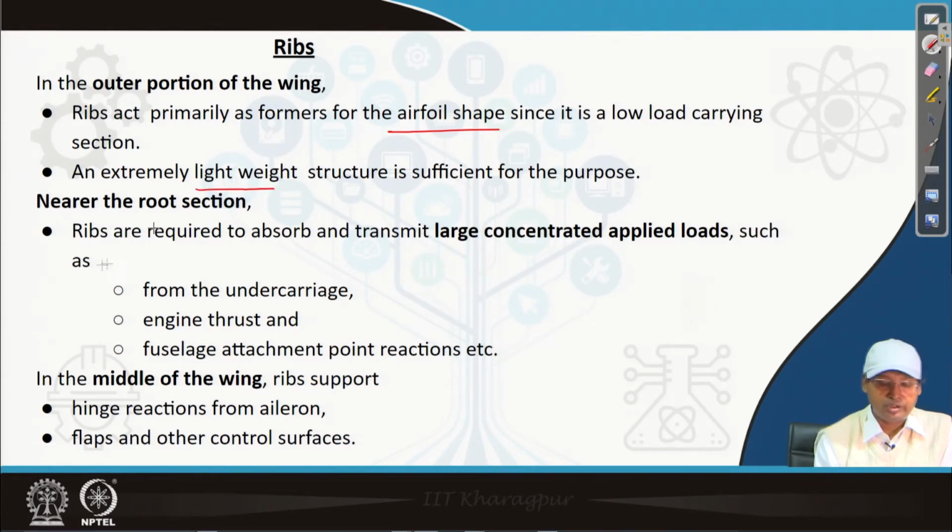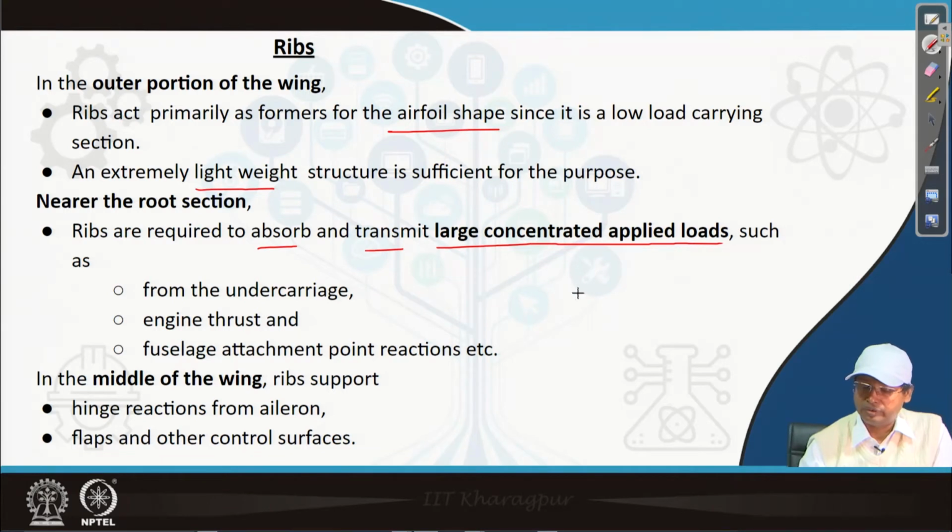Near the root section, ribs are required to absorb and transmit large concentrated applied loads. Where do the large concentrated applied loads come from? From the undercarriage, as well as from the engine, as well as stores. Wing stores means, if a military aircraft is carrying some warhead on the wing, that is known as a store, deployable stores. While it is carrying it, there must be some provisions to carry the load, and that provision is taken care of by the ribs. From the undercarriage, engine thrust, fuselage attachment points, reactions, etc.